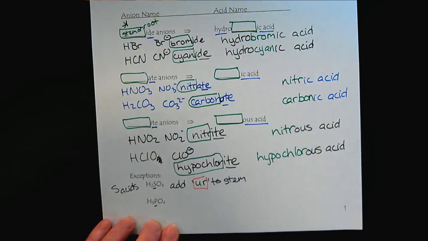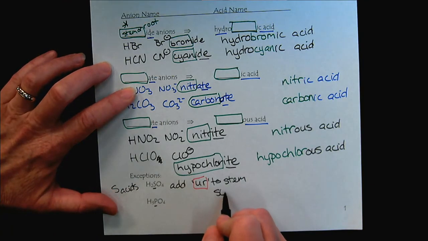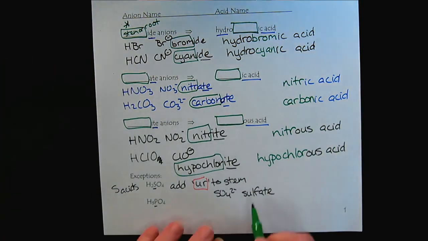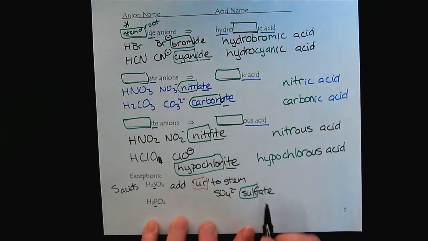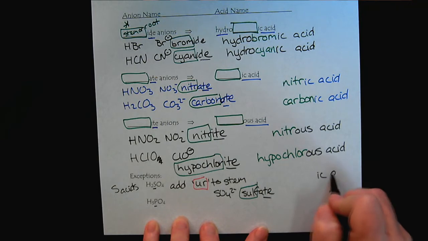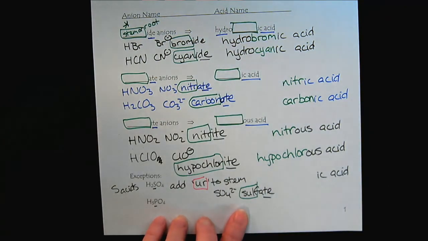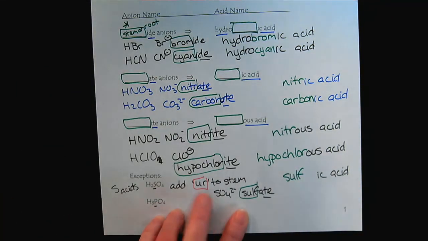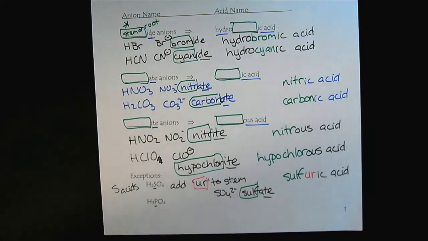If we follow the rule for "ate," if we look here, SO4 2-, we would say that's sulfate. Here's the original stem. The "ate" part tells us that we want an -ic acid. But then we write our root, and we add the UR to it. So it becomes sulfuric acid.